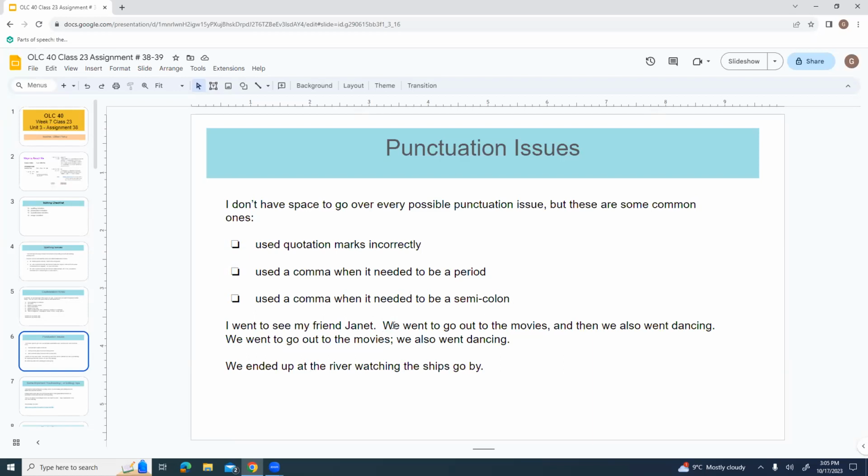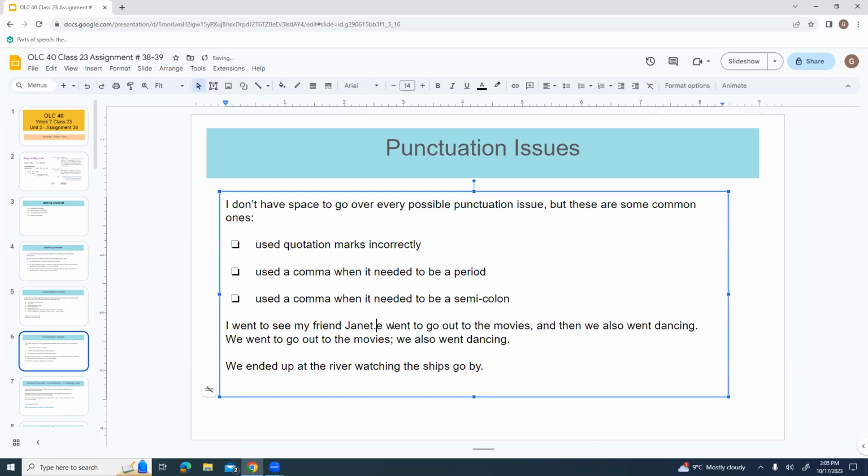So, for example, sorry, I had this all set up and then it got fixed accidentally. I went to see my friend Janet. We went to go to the movies. We went dancing. Okay. So this is a really, I won't do any more.